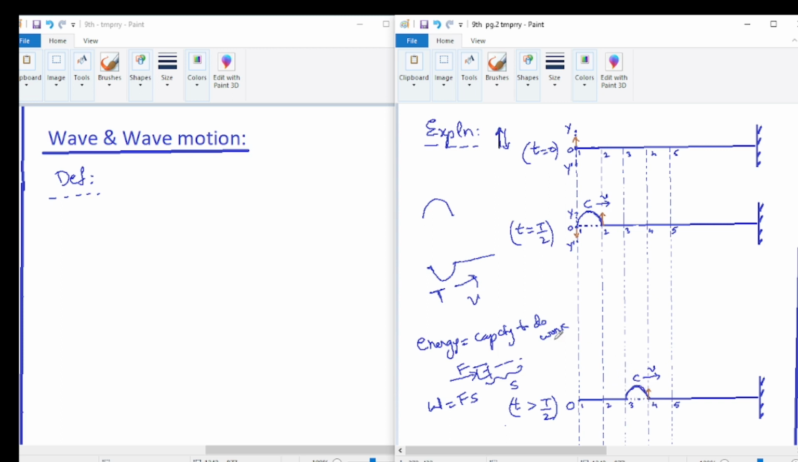So another way of defining wave and wave motion: already we have seen the simplest meaning of wave. A wave is nothing but a disturbance which is created at a point in a medium and travels along the medium due to the vibrations of the particles about their mean positions. Such a motion of a disturbance is called wave motion, and this disturbance which is really moving, for example here a crest or here a trough, is called a wave.